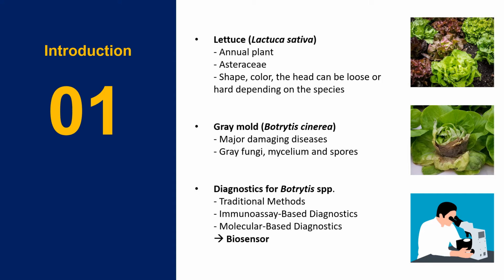Gray mold is a fungus that is considered a major damaging disease in lettuce. Under humid conditions, gray fungi like mycelium and spore turn brown or tan. It can grow on young leaves and deep in the head of lettuce. The early symptoms of the disease sometimes go unnoticed, because they often occur in dense leaf shoots.